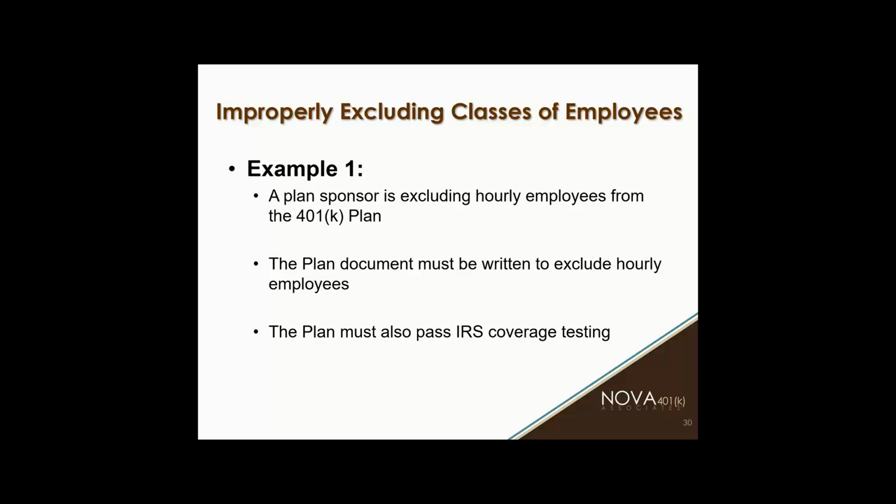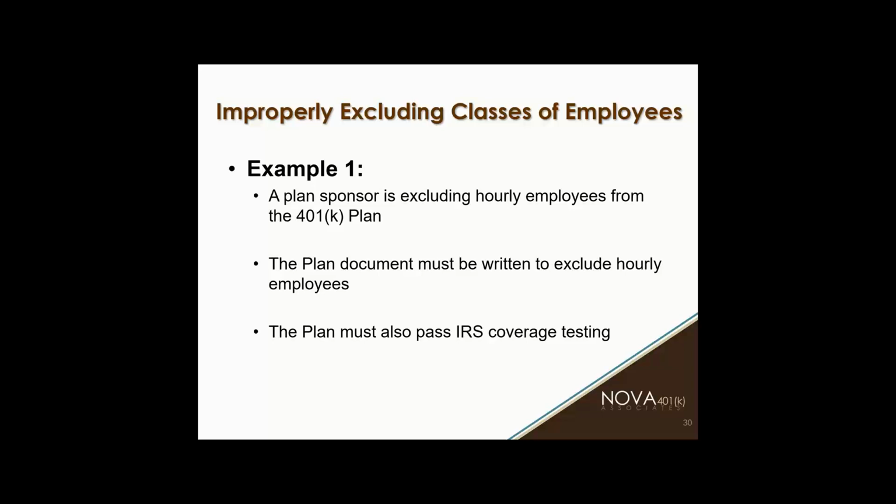Another common problem is excluding classifications of employees from your plan. So, you've got hourly employees, for example, and you're excluding them. Well, that might be okay, but it's got to be written into your plan document. Also, there's a lot of additional testing that NOVA has to do in order to make sure that's permissible. Because again, like I mentioned before, you can exclude about 30% of your non-highly compensated employees and be okay, but if it's more than that, the IRS doesn't allow you to do it, okay? So there's extra testing that we have to do.